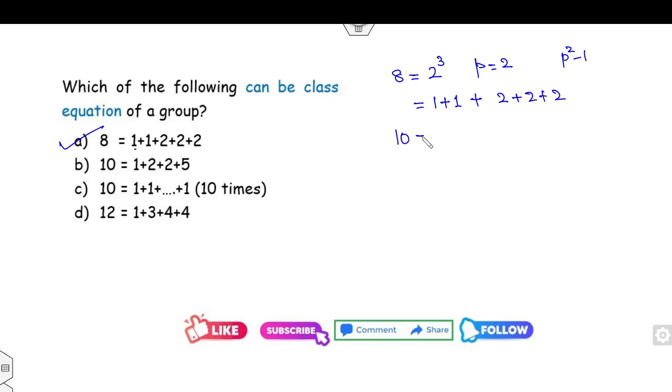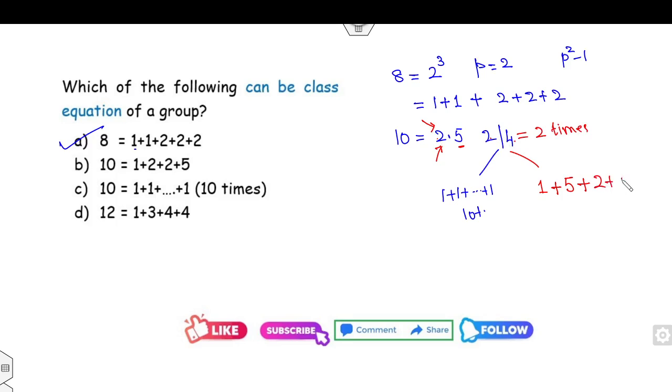10. 10 I can write as a 2 into 5, and 2 divides the 4. So you have the two equations, two class equation, 1, 1, 1 up to the 10 times. And second one is 1. 5 you have written as a 2 minus 1, that's a 5 times. And how many times you have to repeat? 2 divided by 4 is my 2. 2 times you have to write as a 2. So this is 1 plus 5 correct. 10 times 1, 1, 1 also correct.